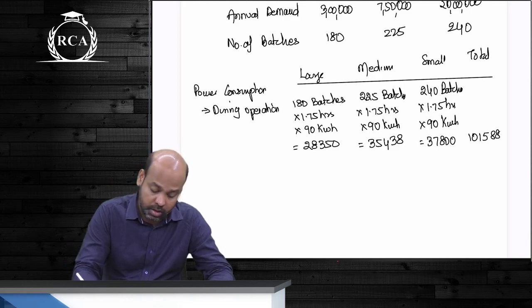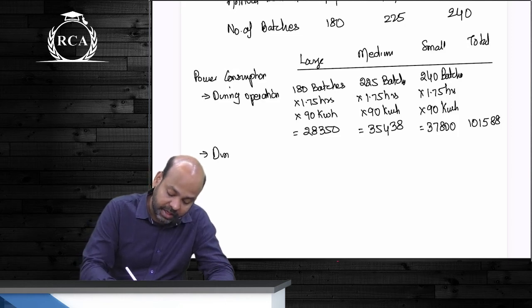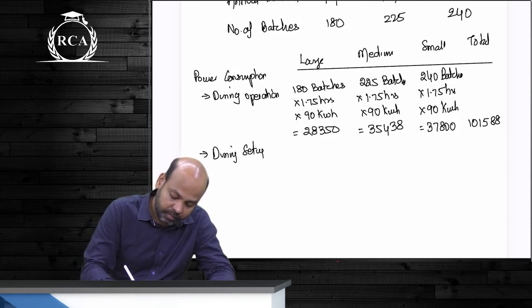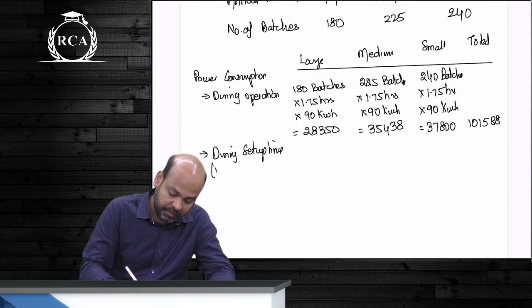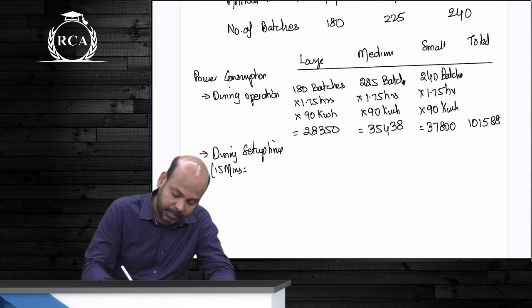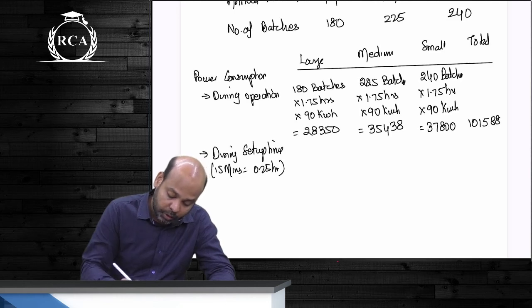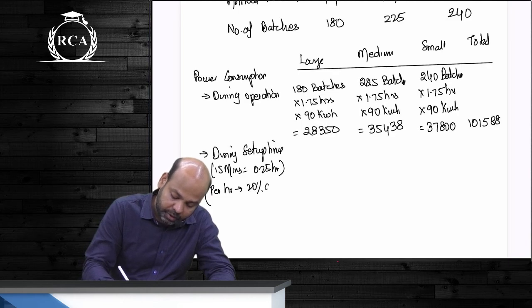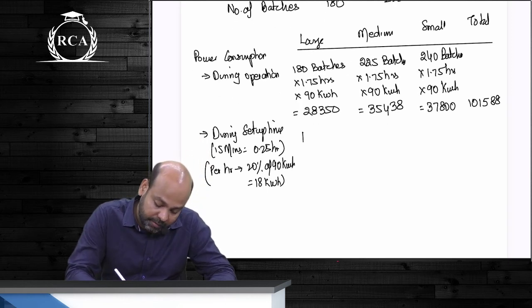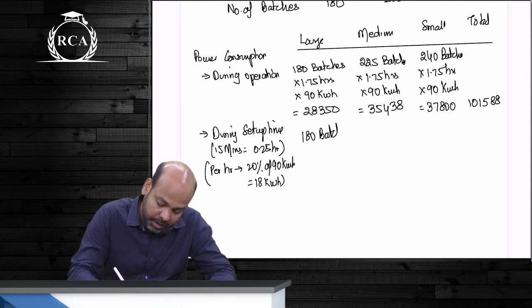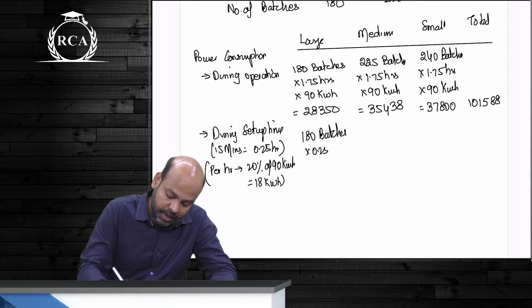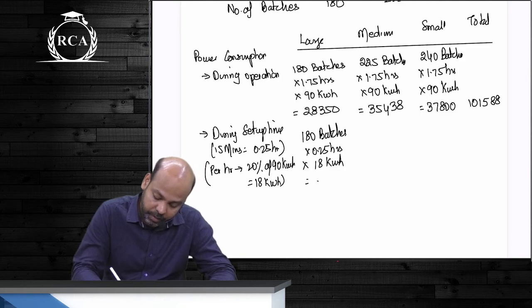Now during setup, beta, how much is the setup time, guys? 15 minutes. 15 minutes means 0.25 hours per batch. Yes or no, guys? But do not forget, beta, per hour it is only 20% of 90 kilowatt hours. That means I should take only 18 kilowatt hours. So this will become 180 batches into 0.25 hours into 18 kilowatt hours. How much will that become? 810.